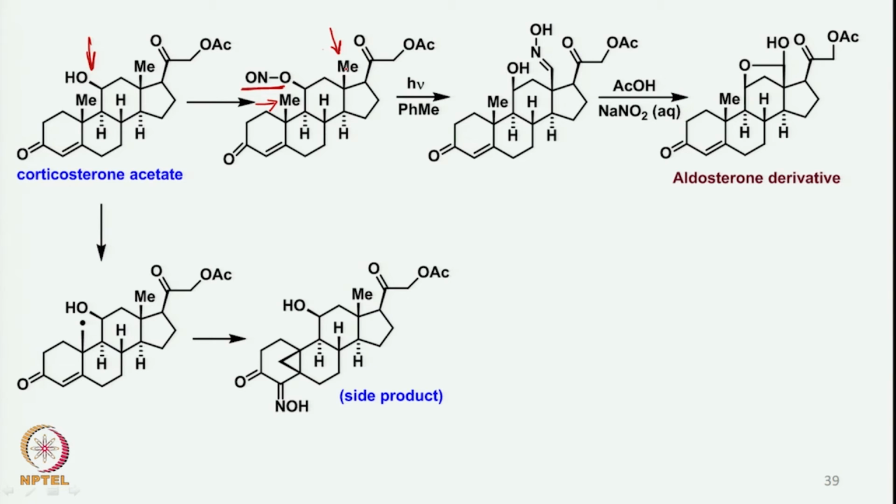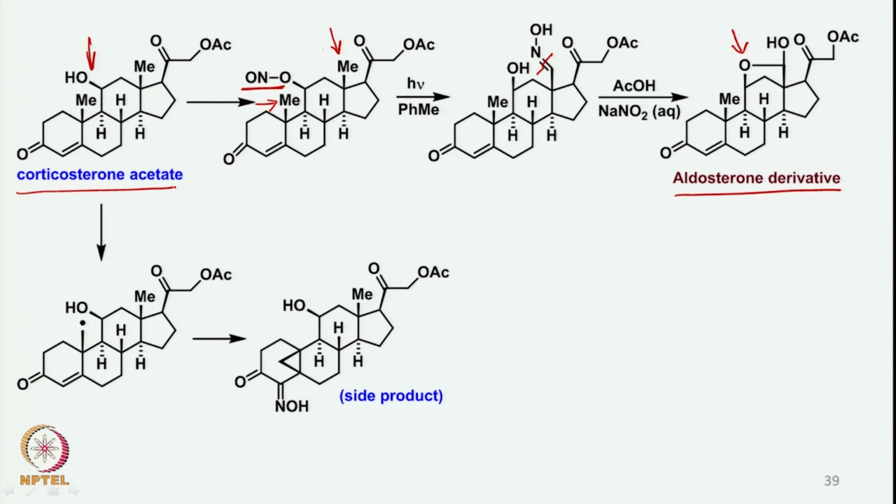If one looks at the model, then it becomes very clear, and then we can make the corresponding oxime, and then again hydrolyze and make the corresponding lactol, which is an aldosterone derivative. So basically what has been done is this particular methyl group, which is remotely placed but accessible for the 6 member transition state to form, and that allows the aldosterone derivative to form. So it is a very easy way of converting a corticosterone to an aldosterone derivative.